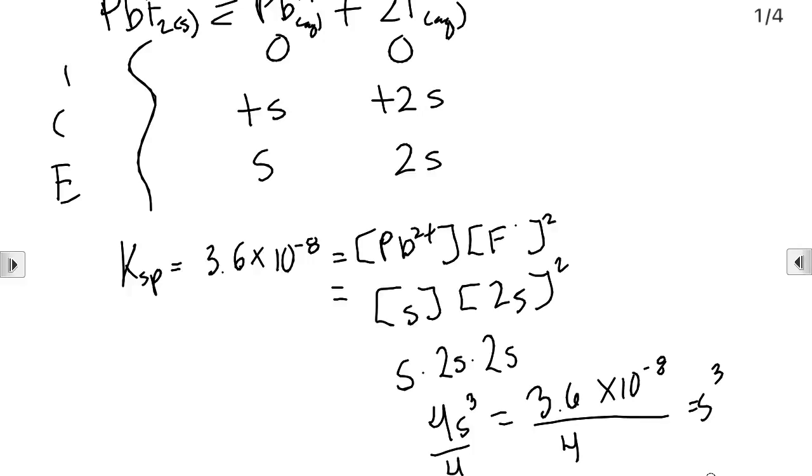Okay, so I'm multiplying. So that gives me 1 times 2 times 2 is 4. And then, right, S times S times S is S cubed. I got you. Anyway, so I get 9 times 10 to the negative 9th.